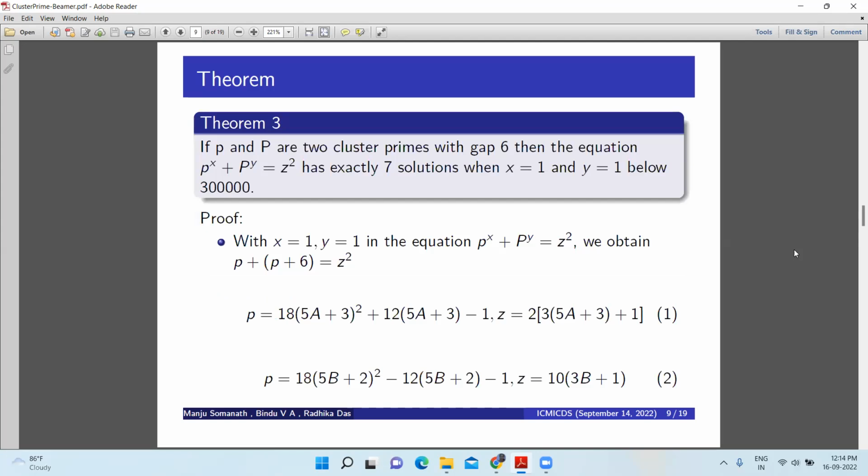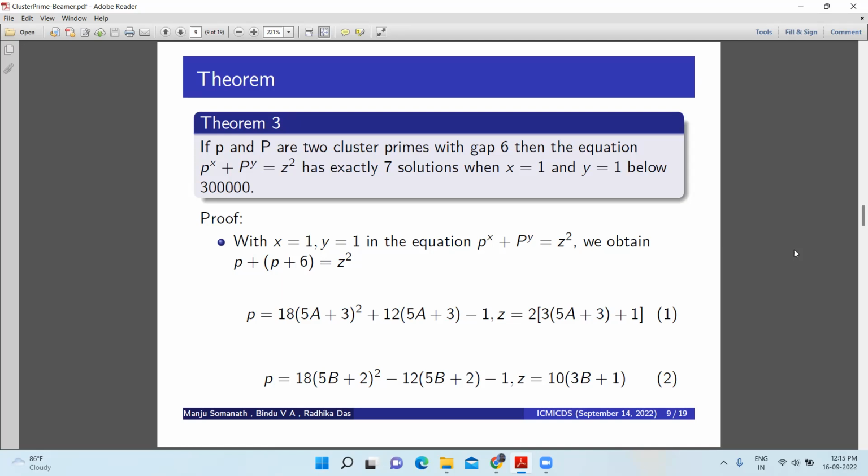Next theorem. If p and capital P are two cluster primes with gap 6, then the equation p raised to x plus capital P raised to y equal to z square has exactly 7 solutions when x equal to 1 and y equal to 1 below 3 lakhs. With x equal to 1, y equal to 1, we get p plus capital P, that is p plus 6, equal to an even integer, and z square equal to an even integer means z is even.